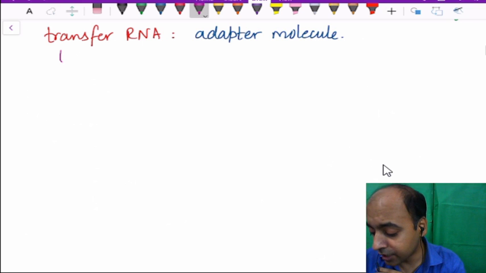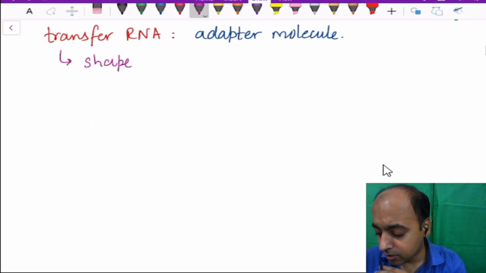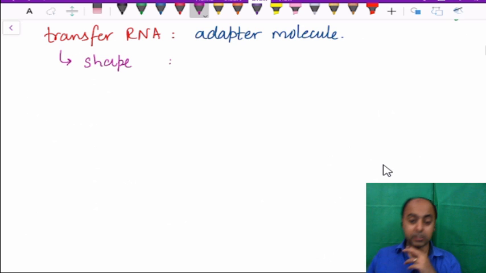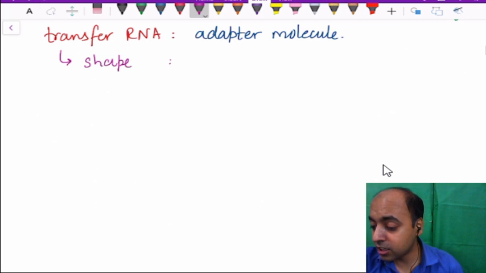It has a very well defined shape. Can anyone tell me the shape of the transfer RNA? It is a very well known shape.